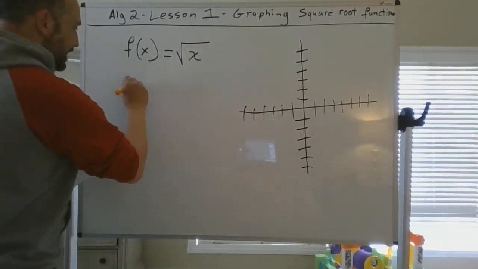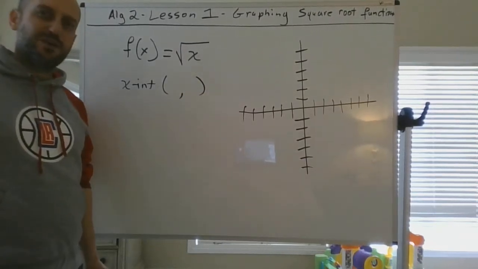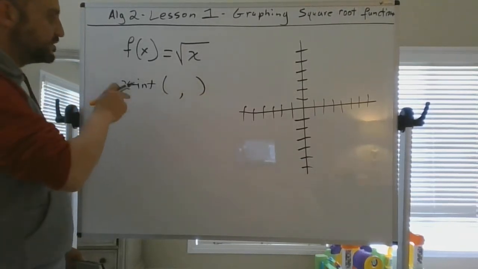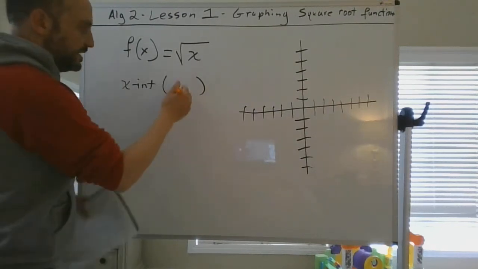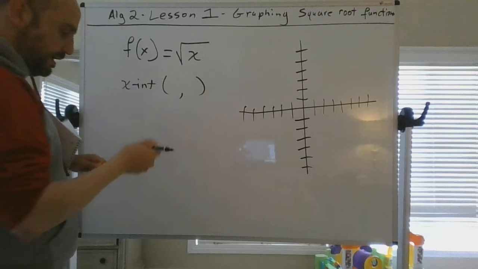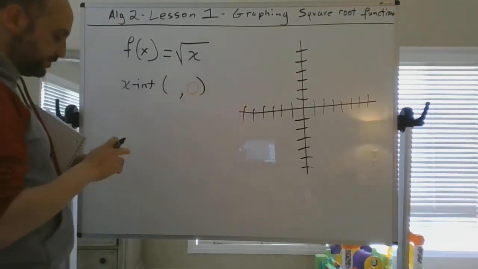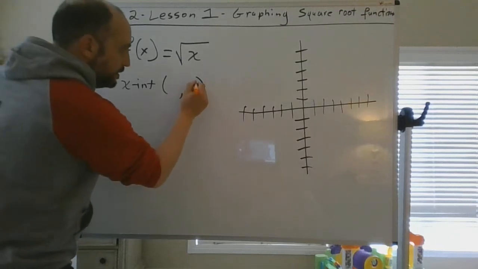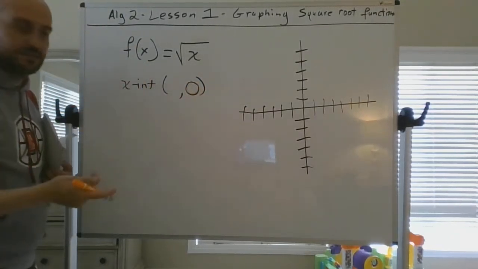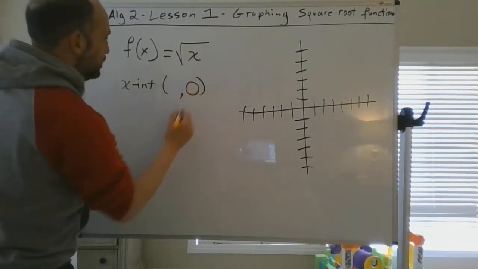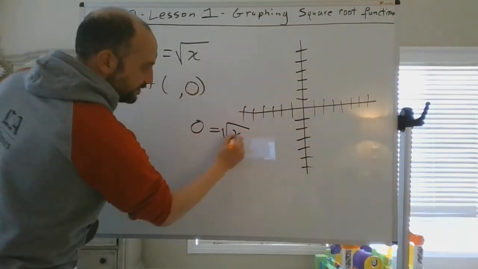I'm going to go with the x-intercept first. If you remember, for the x-intercept, what value is 0? It's going to be our y value. So I'm going to make the y value 0 and let's work it out. Remember, f of x is essentially our y. So I'm going to make y, 0, equals square root of x.